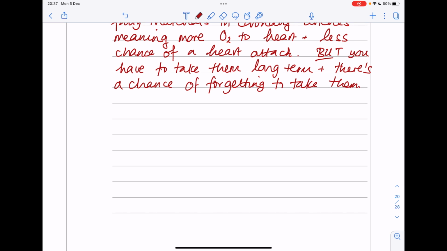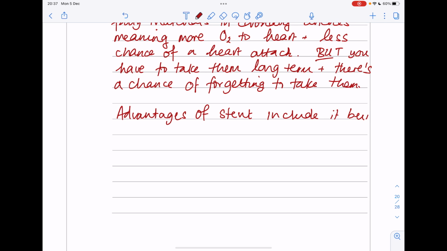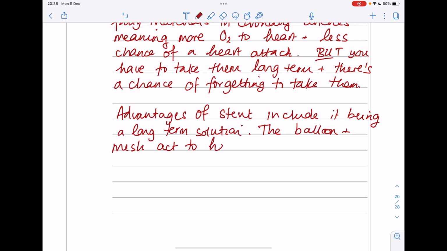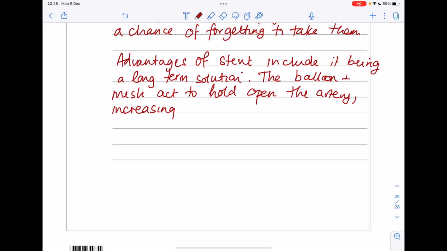Now let's talk about the stent. This is a much longer term solution because after all, it's an operation. How does it work? Well, remember that balloon inside a mesh is inflated, helping to open up that blocked artery, meaning again more oxygen can reach heart muscles, meaning less chance of a heart attack. And the great thing about a stent is that it is effective immediately. Straight after that operation, that person will be feeling a lot better.